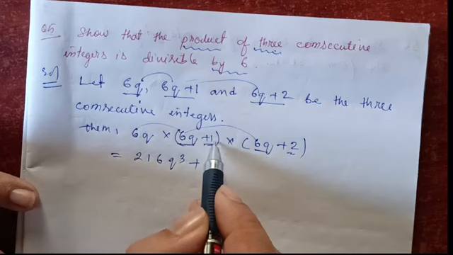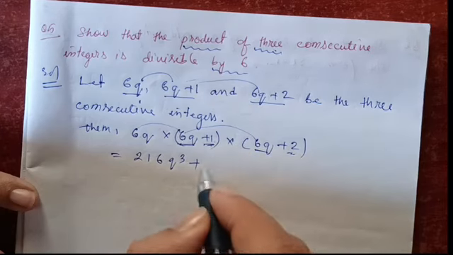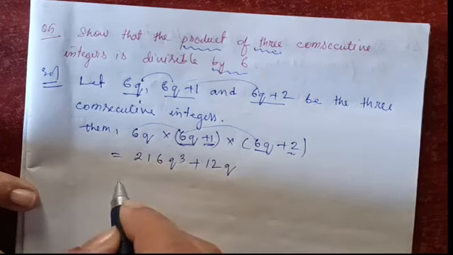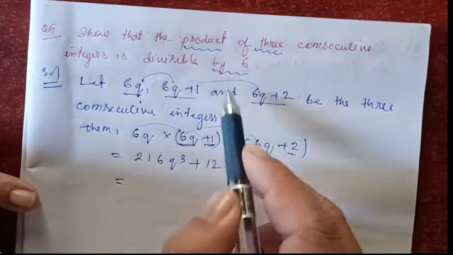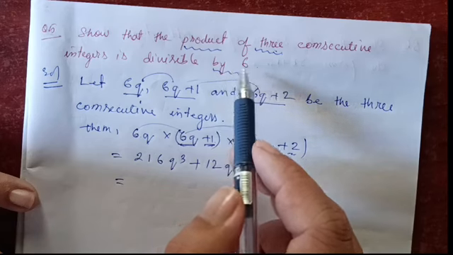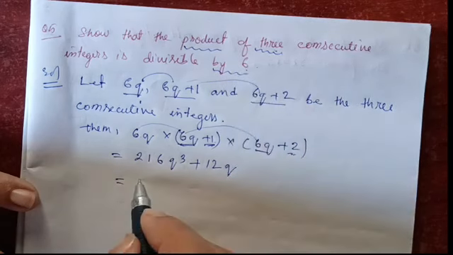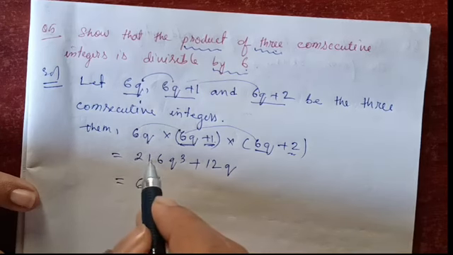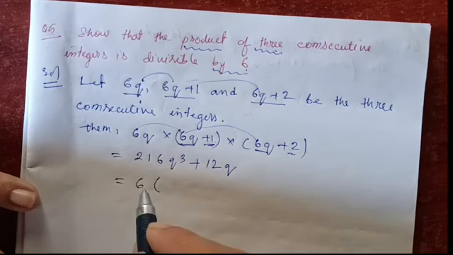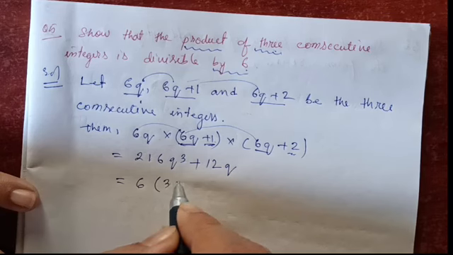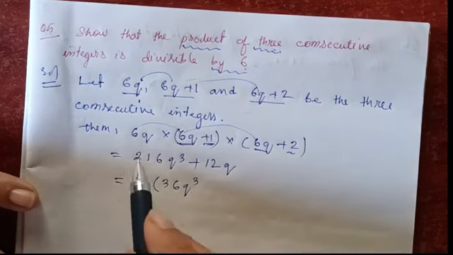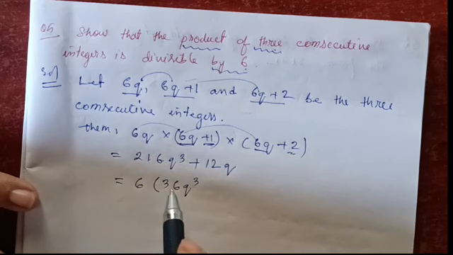Okay, 6 into 1 is 6. 6 2s are 12. Here we have q, don't forget to write this one. Okay, so it should be divisible by 6, right? So let us divide by 6. Okay, if this 216 is divided by 6, you will be getting 36. Please check yourself.